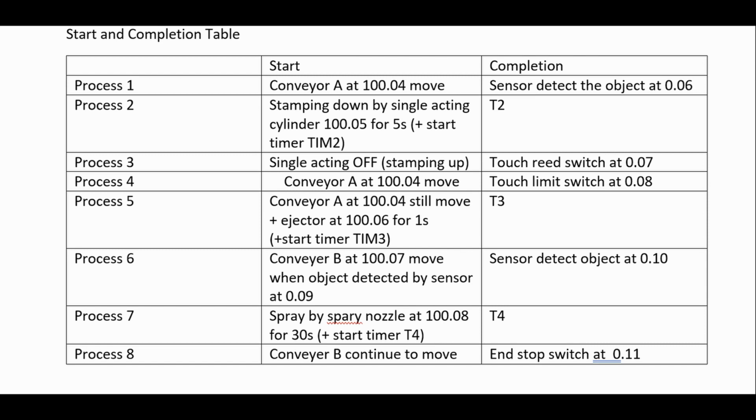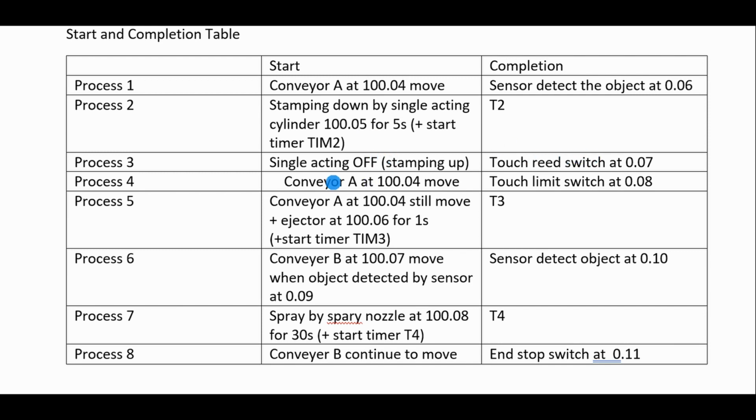This is the start and completion table. When the start button is pressed, the system will start to operate. Conveyor A at address 100.04 will move, and the sensor at address 0.06 will detect the object. The single acting cylinder at address 100.05 stamps down for 5 seconds. Timer 2 is complete. Then the single acting cylinder acts off and stamps out.